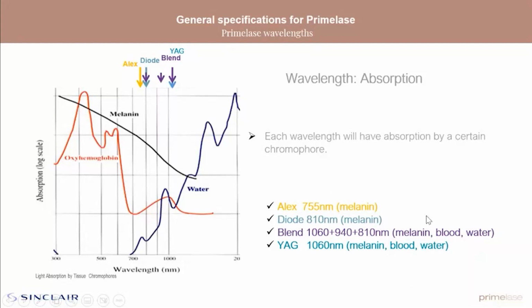So if we focus now on the chromophores, the first wavelength, the Alex, because it's the shortest that we have, will be really, really effective on acting over melanin. The diode one is the second shortest, so it will also be very effective in melanin treatments. Blend starts being a little bit longer, so it will still work on melanin, but also on blood and also water. And the YAG one works even less in melanin, but more in blood and water. So depending on which chromophore we want to act on, we will be choosing one or the other one.